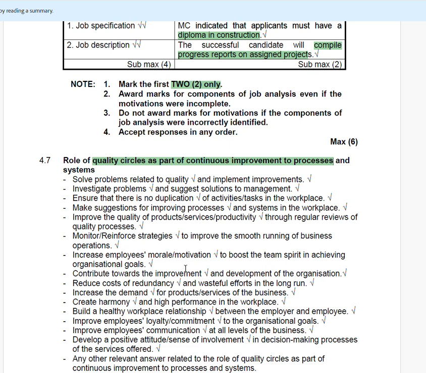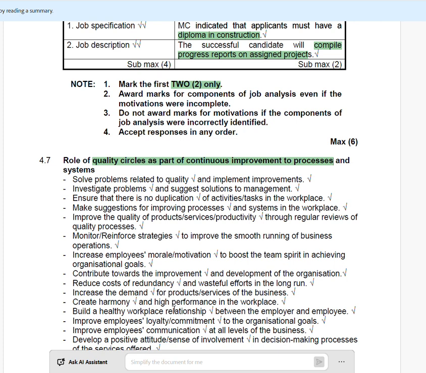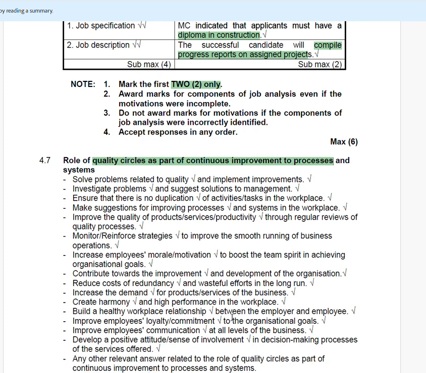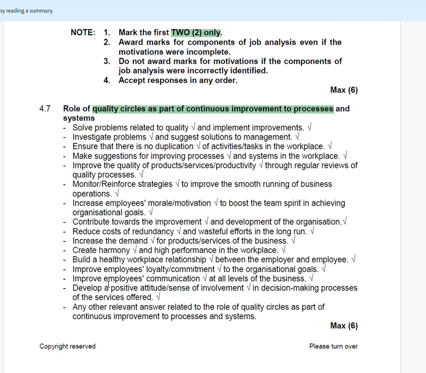Increase employees' morale or motivation to boost the team spirit in achieving organizational goal. I've already stated if employees are paid bonuses, they're most likely to be happy. Reduce the cost of redundancy and wasteful efforts in the long run. Increase the demand for products or the service the business offer. Create harmony and high performance in the workplace. Build a healthy workplace relationship between the employer and employee. Improve employees' communication at all levels of the business. Develop a positive attitude or sense of environment.